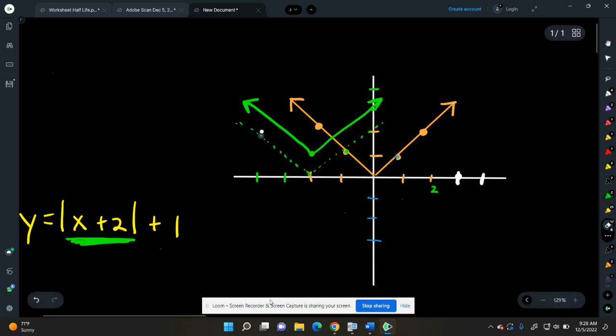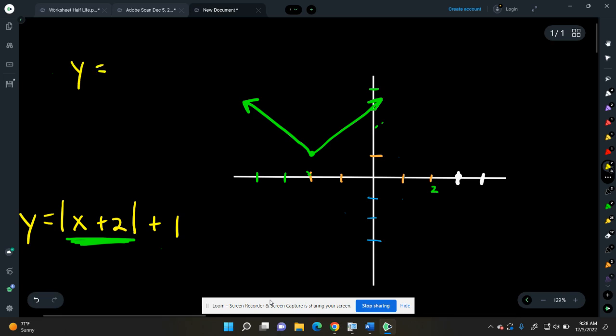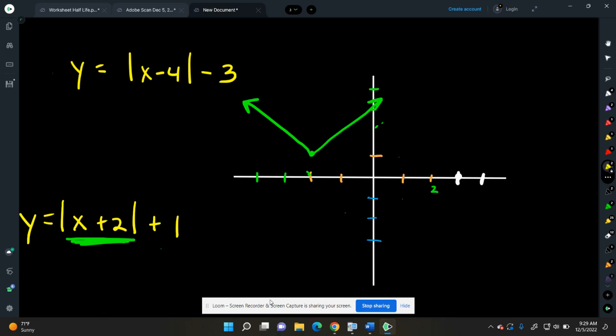Okay. So this is not actually part of the graph, right? None of that's part of the graph. Right? That's my final answer, like that. Okay. Okay, I'm going to have you try one on your own. Y equals the absolute value of x minus 4 minus 3. Try this one by yourself.